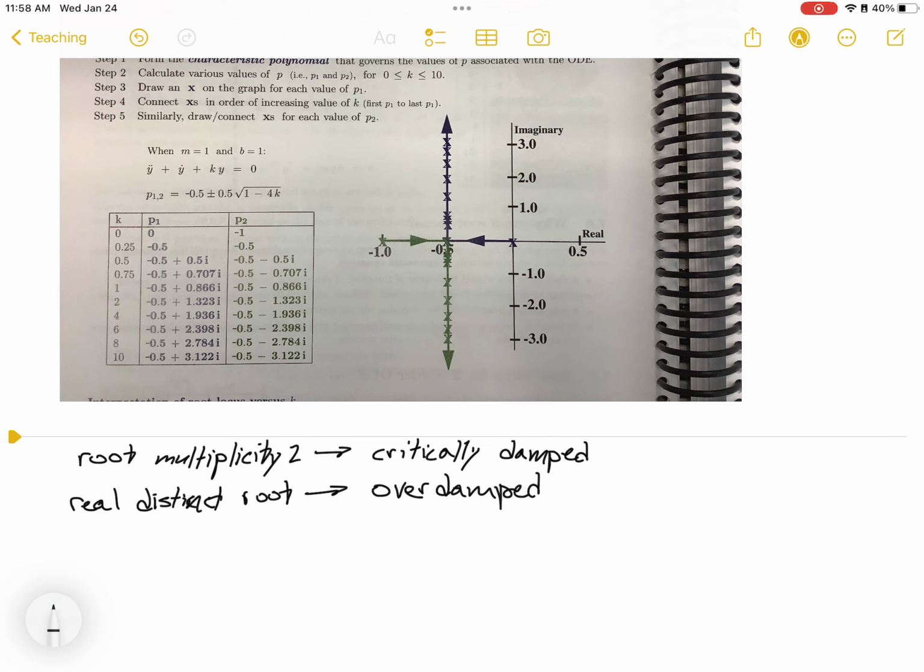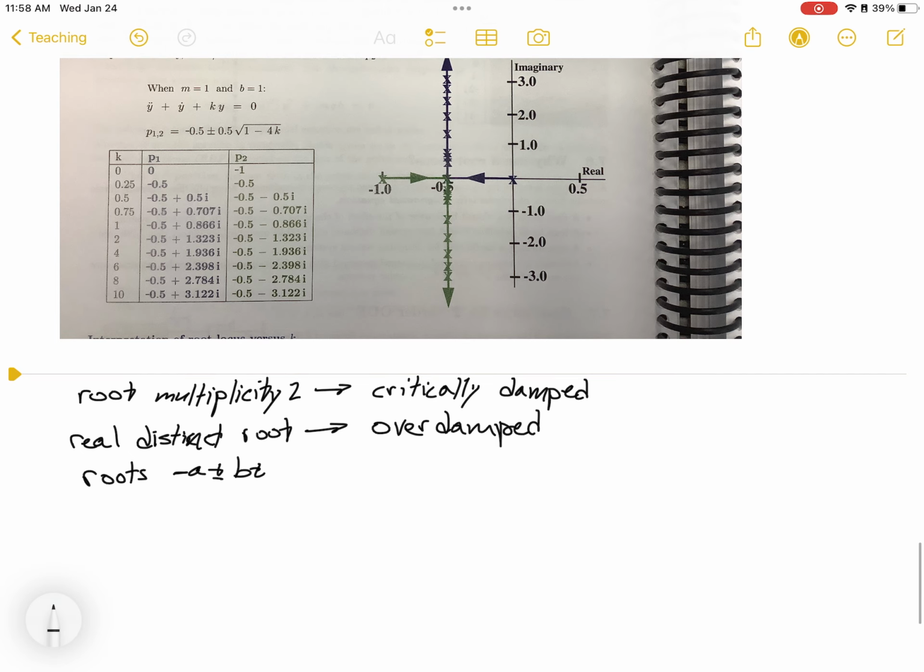And if you have roots with imaginary components, and they're always going to be some real value a plus or minus b times i, and you can see that in this case a is always 0.5. We'll look at another example where a isn't always the same, but for the same given value of k, it's the same. They'll be symmetric across the real axis. The system is underdamped.